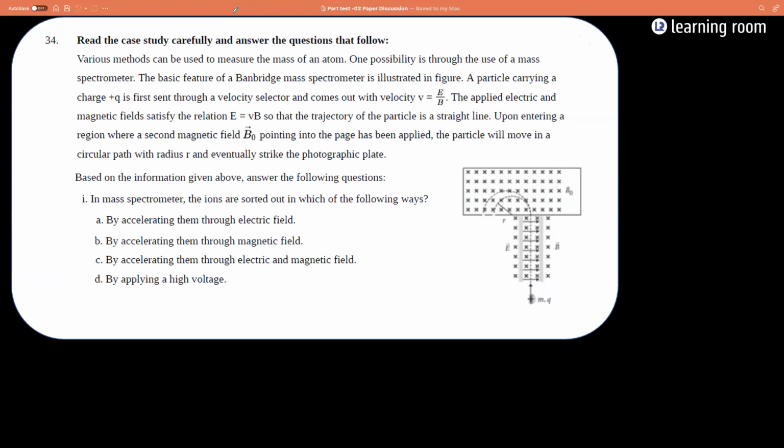See, I believe most of you have an exam tomorrow. If you can finish it fast, you can go and study. So what is the answer for the 34th one? In a mass spectrometer, the ions are sorted out by, is it C? C, accelerating them through electric and magnetic field.